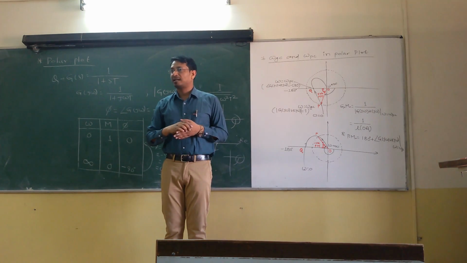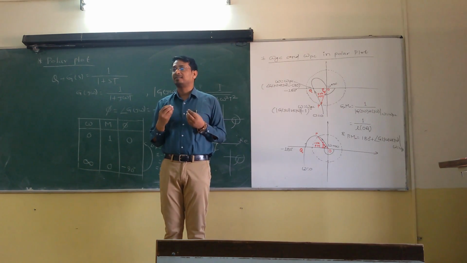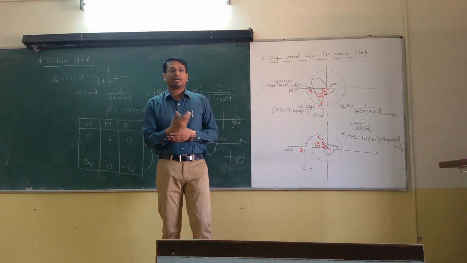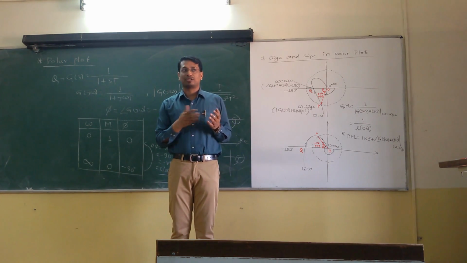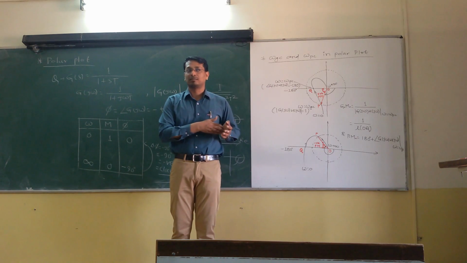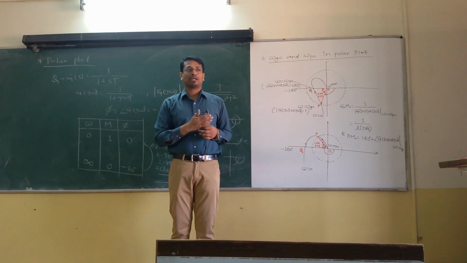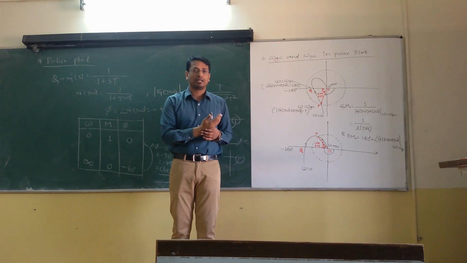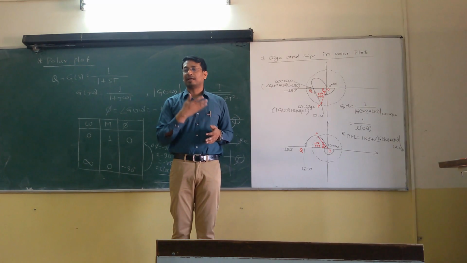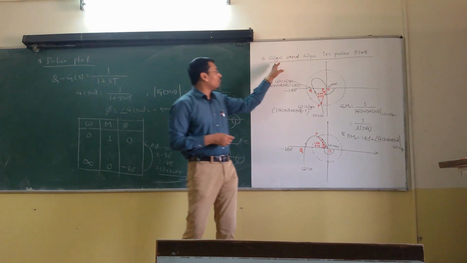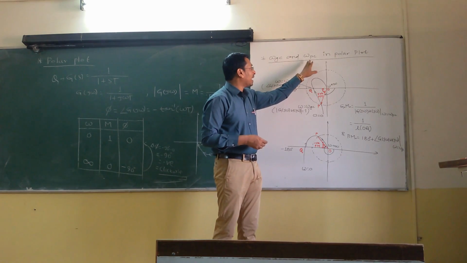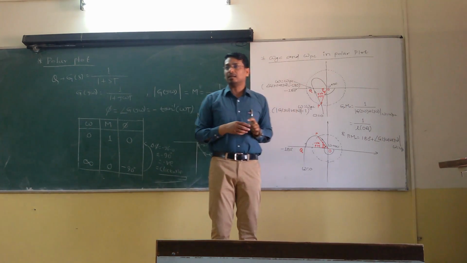Why is this information necessary? Because we are interested in whether the given particular system is stable or not, what phase lag can additionally be provided to the system till the system goes to the verge of instability, and what gain can be added to the system till the system becomes unstable. So the next topic is omega GC and omega PC in the polar plot.